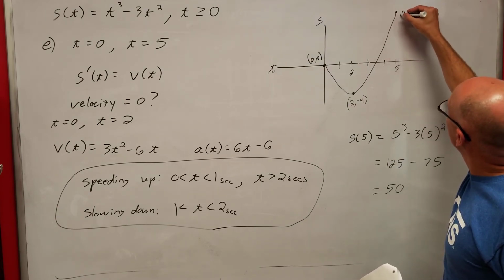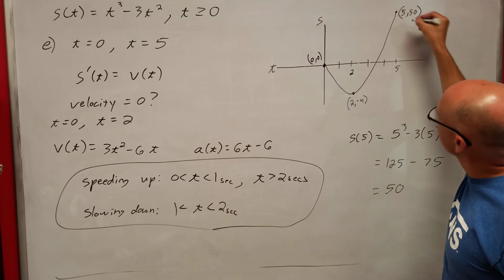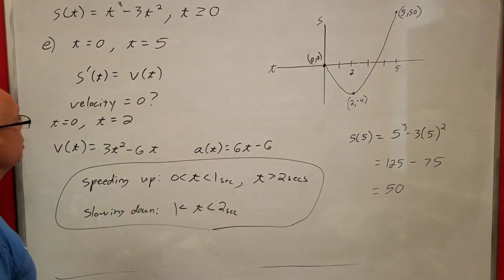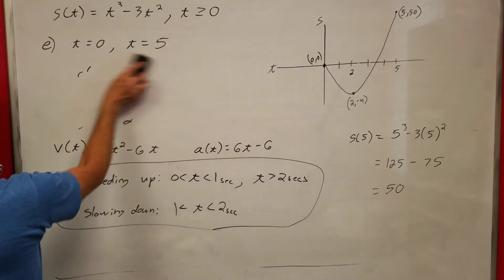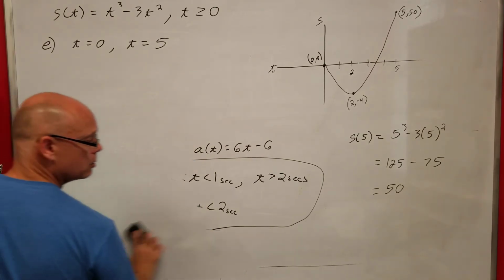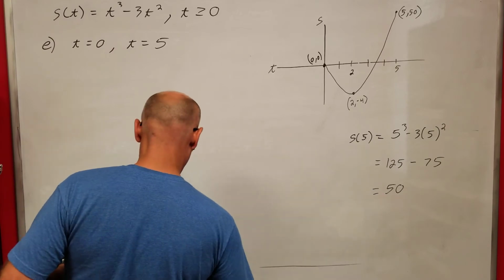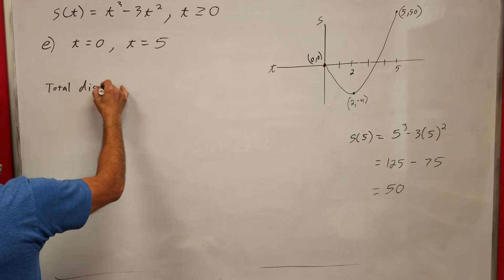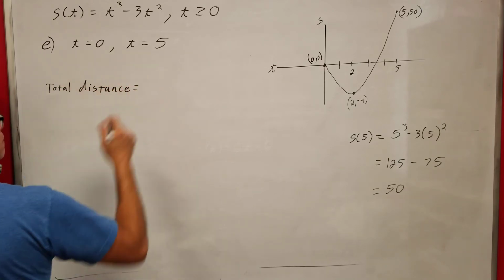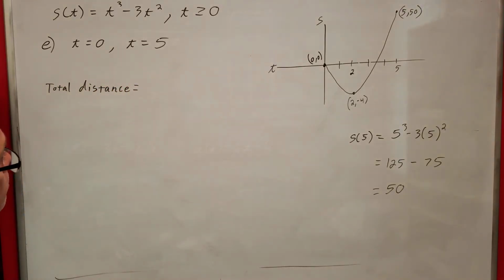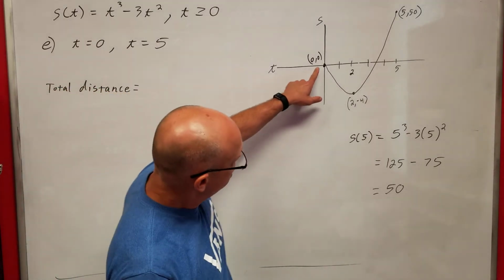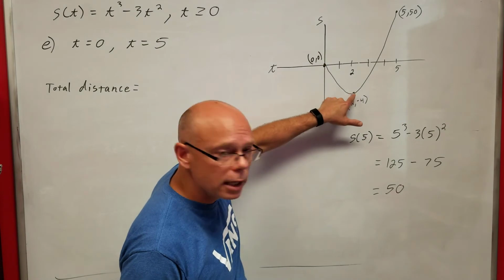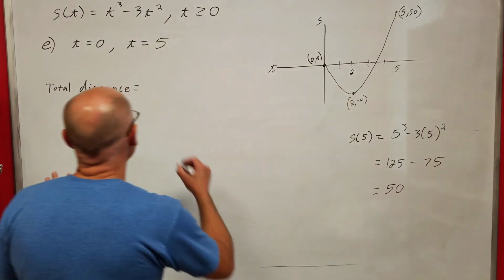Let's put 5, comma, 50 right here, so it's a better view. All right, so let me find my total distance traveled from t equals 0 to t equals 5. Total distance. Okay, so how does this work again? Where you're decreasing right there, you're going to see how much ground you covered, how much distance you covered. So how do we do this?